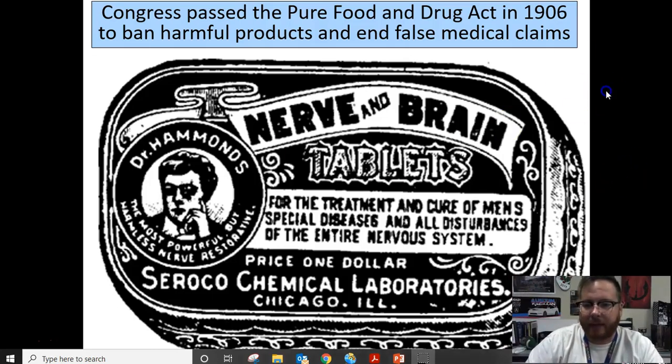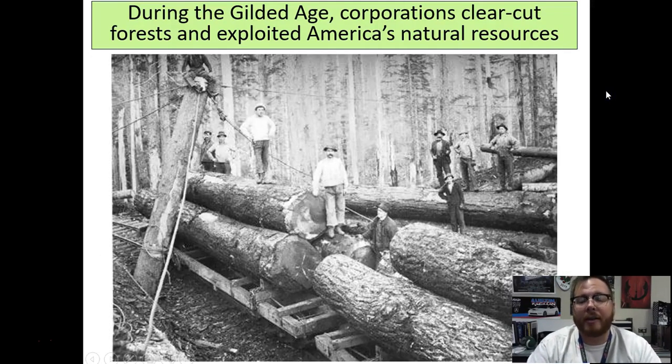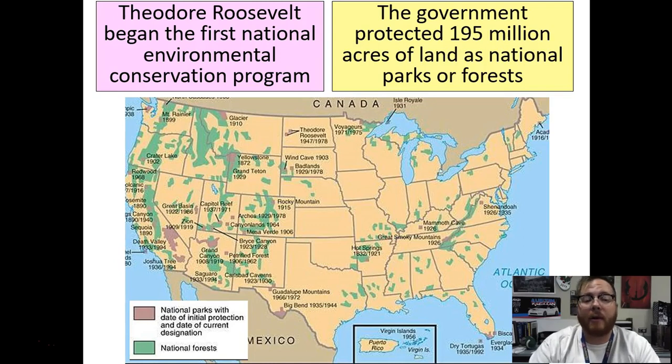It's just a lot. So during the Gilded Age, corporations clear-cut forests and exploited America's natural resources. This is a picture from the time period of that. Teddy Roosevelt began the first national environmental conservation campaign, and the government protected 195 million acres of land as parks and national forests. National parks and national forests. The green areas right here are national forests, and the brown areas are national parks with date of initial protection and date of current designation.